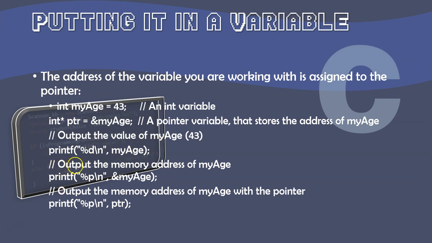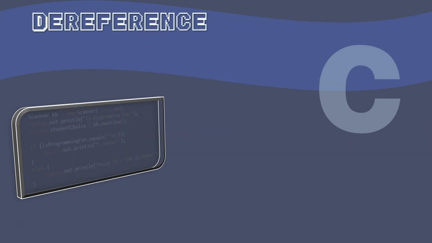And then I want to, let's say, output the memory address of that. I can do the same thing, but notice now we're using that %p because we want to get the pointer, so the memory address there. And then we can also output the memory address of myAge with the pointer. So we would output the ptr variable. Now, that is a great way for us to create references.